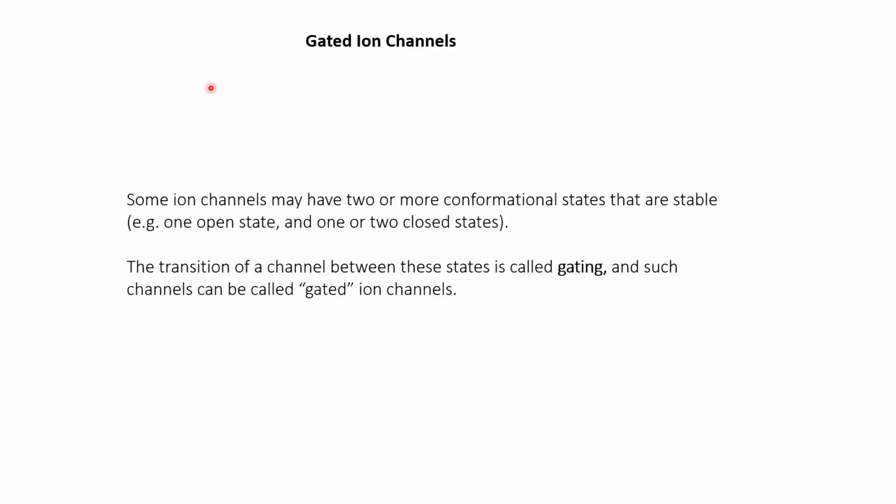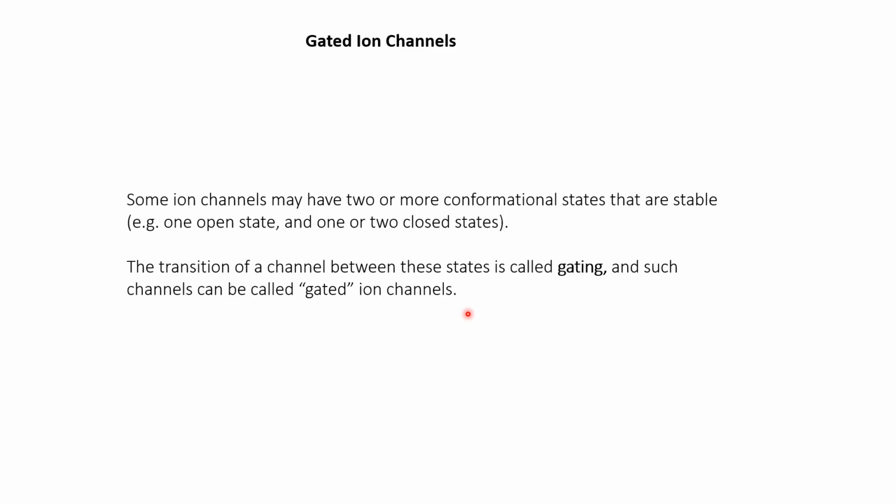Another property of ion channels that is important for generation of action potentials is that the channels can be gated. By this we mean that the channels may be present in different stable states. The channel may be in an open state or it may be in a closed state, and the channel can transition from one state to another. This process of going from an open state to a closed state or vice versa is known as gating, and channels that have gating are known as gated ion channels. So not all channels are gated ion channels.